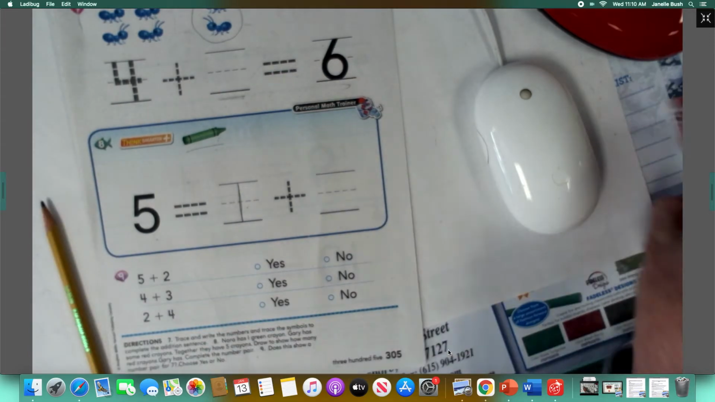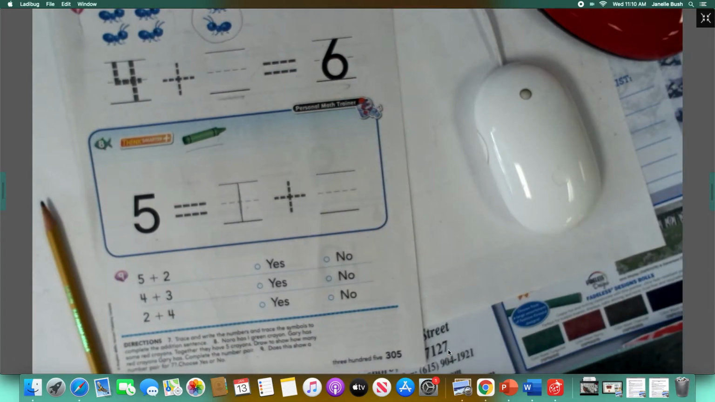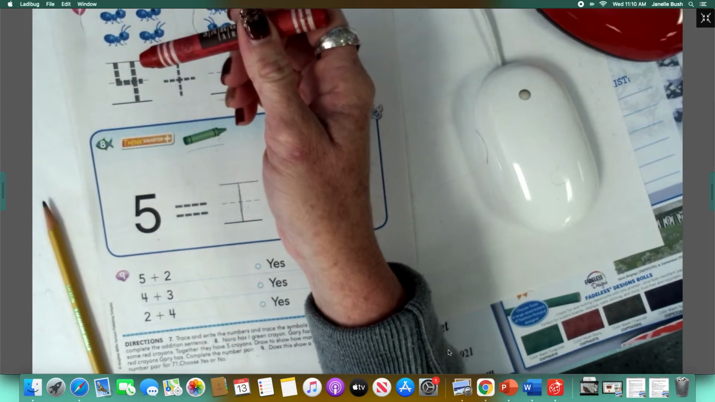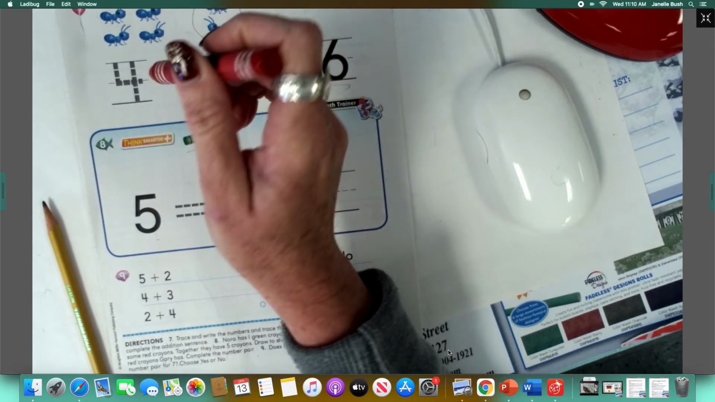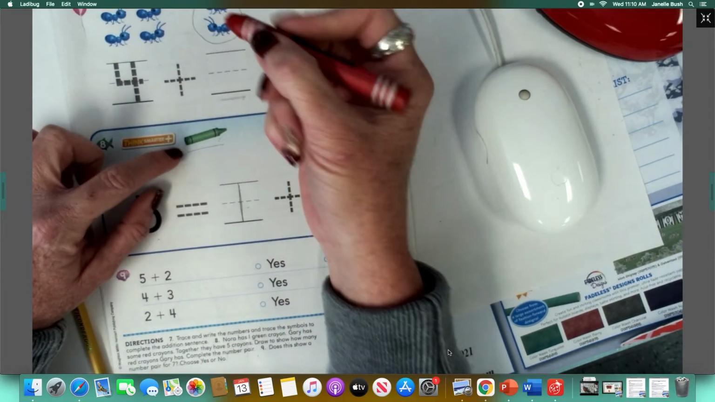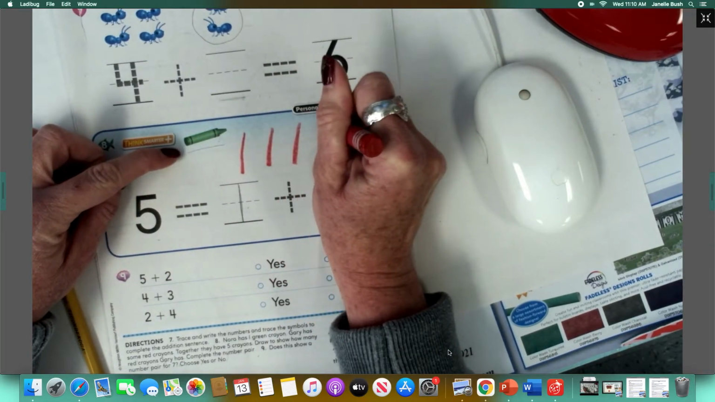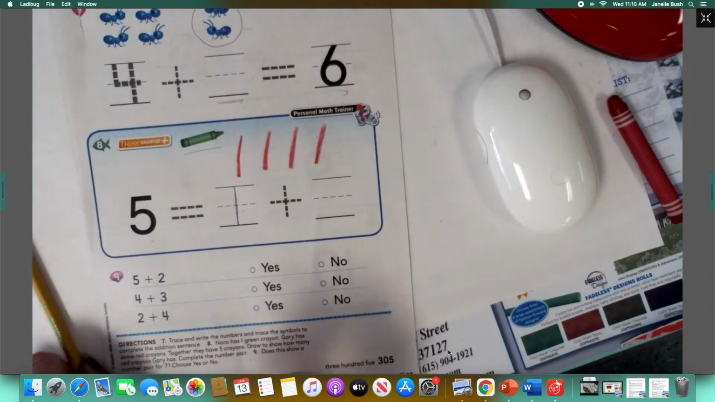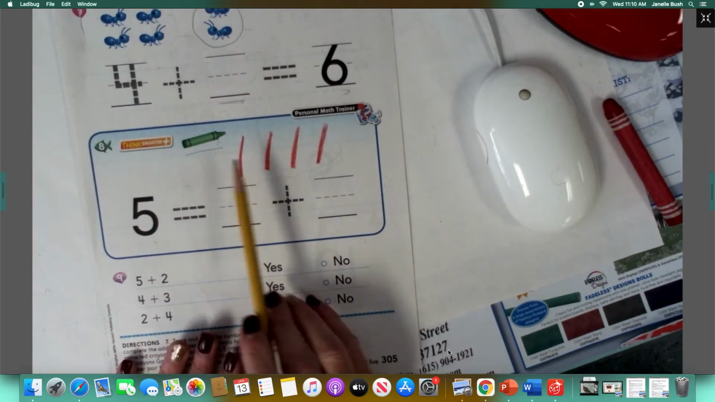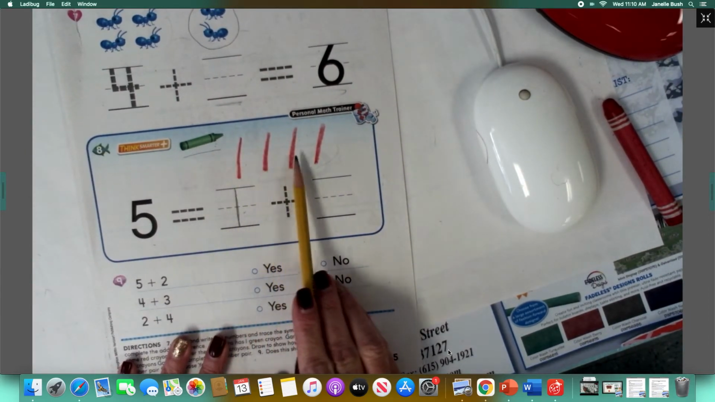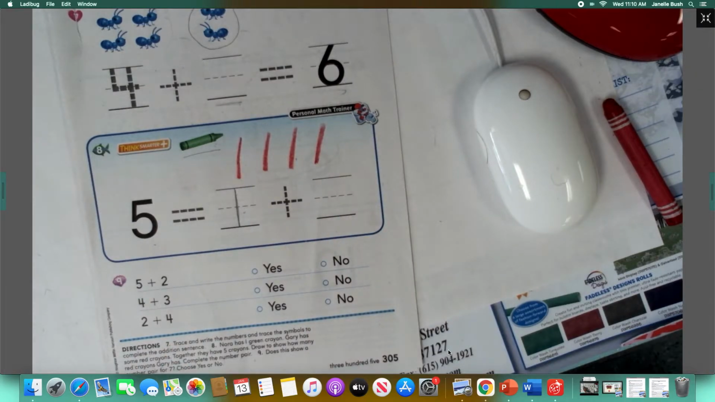Now, get your red crayon. And we're just going to draw lines for crayons. We don't have to be fancy with this. So there's 1, 2, 3, 4, 5. Okay. So let's count all the crayons and make sure there's 5. 1, 2, 3, 4, 5. Good job. All right, go back.